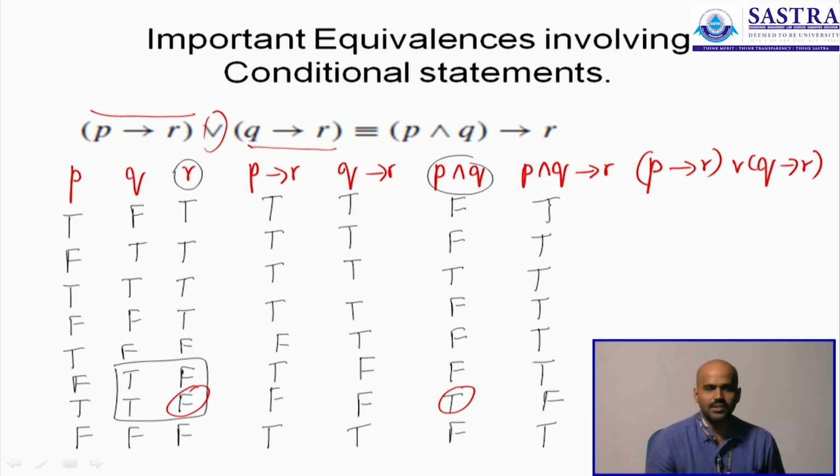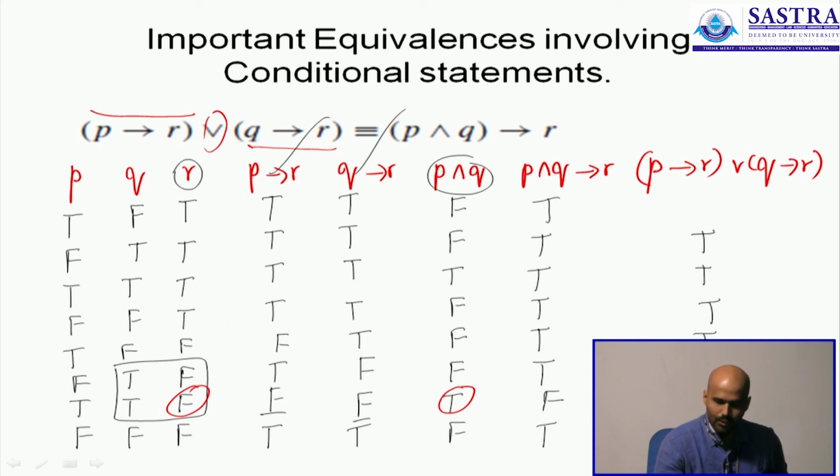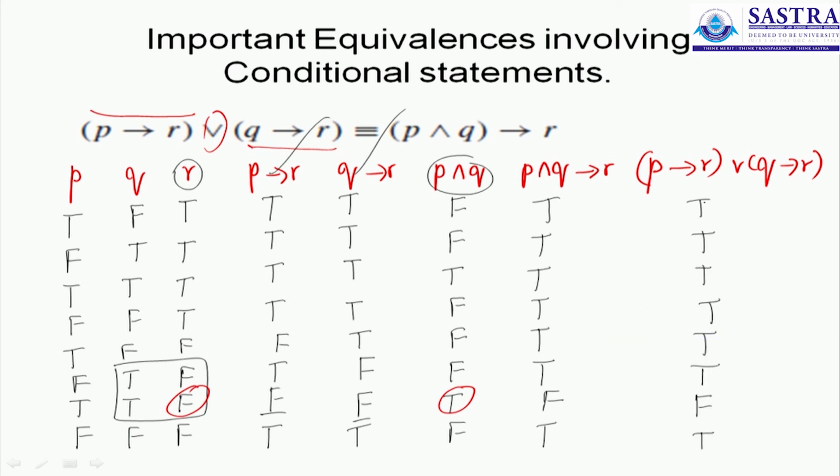Now in the last case, the last column, we do a disjunction between columns 4 and 5. A disjunction takes a false value only when both are false. That happens only in the 7th row. So every other row takes up a true value.